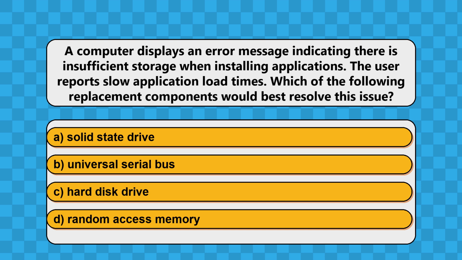Question 73. A computer displays an error message indicating there is insufficient storage when installing applications. The user reports slow application load times. Which of the following replacement components would best resolve this issue? Option A, solid-state drive. Option B, universal serial bus. Option C, hard disk drive. Option D, random access memory.